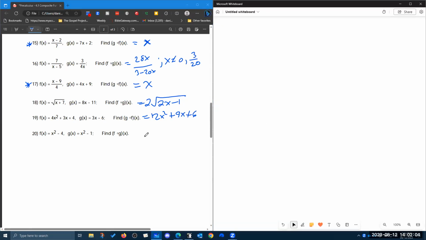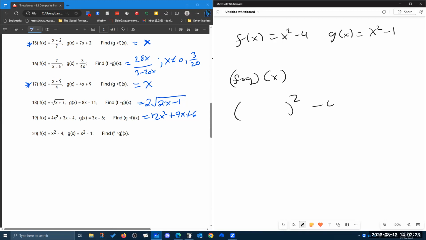And our last problem for this video, f of x is equal to x squared minus 4, and g of x is equal to x squared minus 1. f of g of x, we're going to write down f, big set of parentheses there for its x, and inside goes g. Remember, when you're squaring a binomial, we're going to need to FOIL.